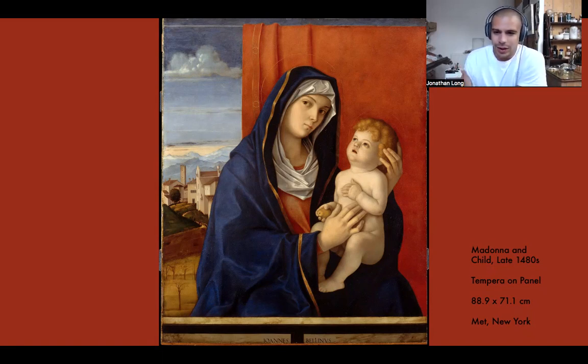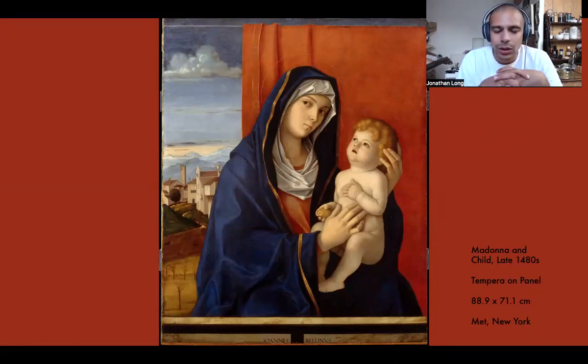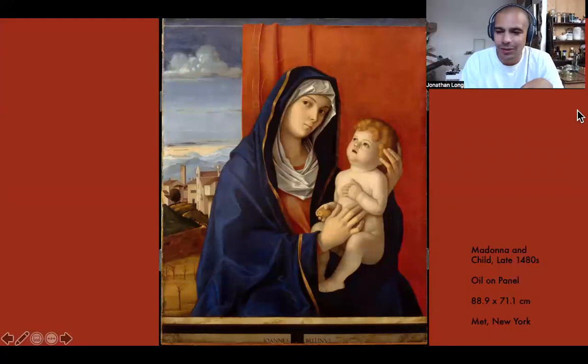I've made a mistake here. That should say oil on wood. That shouldn't say tempera, it should say oil. So this is actually oil on panel as opposed to tempera on panel. Okay, so that is a really important distinction to make from that previous painting. I'm just going to change that because I can't bear it. Wait a moment, pause this. So as I was saying, it is oil on panel, not tempera on panel. And as you can see, the paint has a completely different effect.